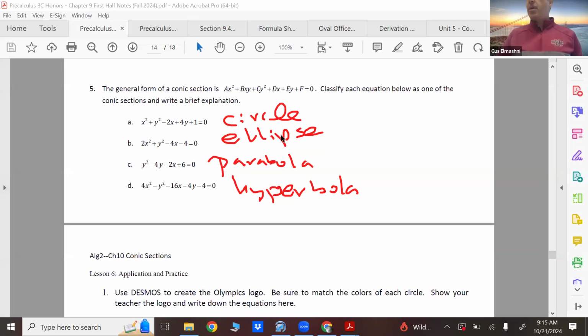And the beauty about Desmos, by the way, if you were to do this in Desmos, you can punch in the equation the way it looks. You don't have to isolate y. You don't have to put it in standard form. Just punch it in the way it looks, and it will give you all the parameters you need. So if you want to check your work, Desmos is lovely. It's really great.